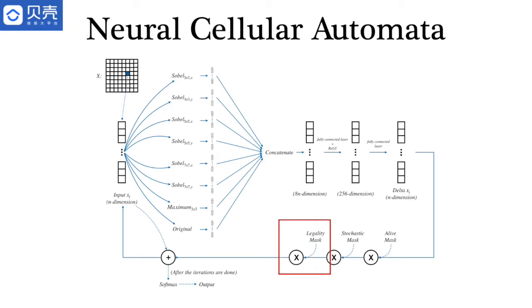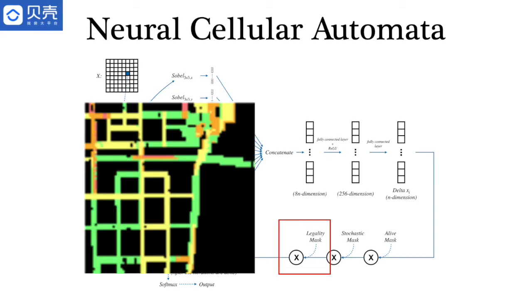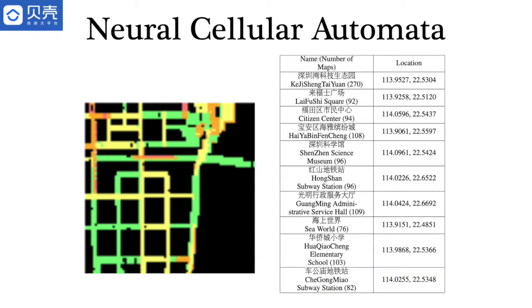In this paper, the model is used to predict traffic conditions. The traffic map we used looks like this. We can see that not all the pixels are valid. Some of them are lakes, some of them are parks, and most of them are buildings. These pixels should never be updated, and that's why we have the additional mask.